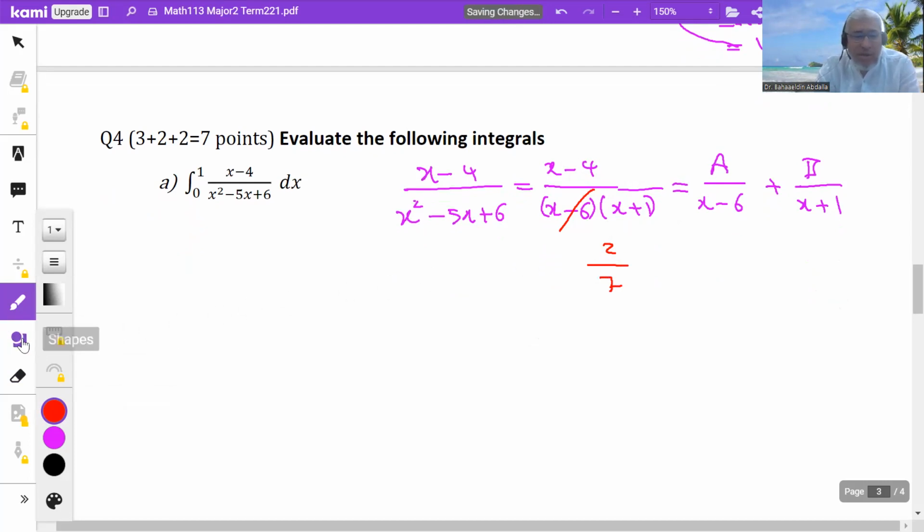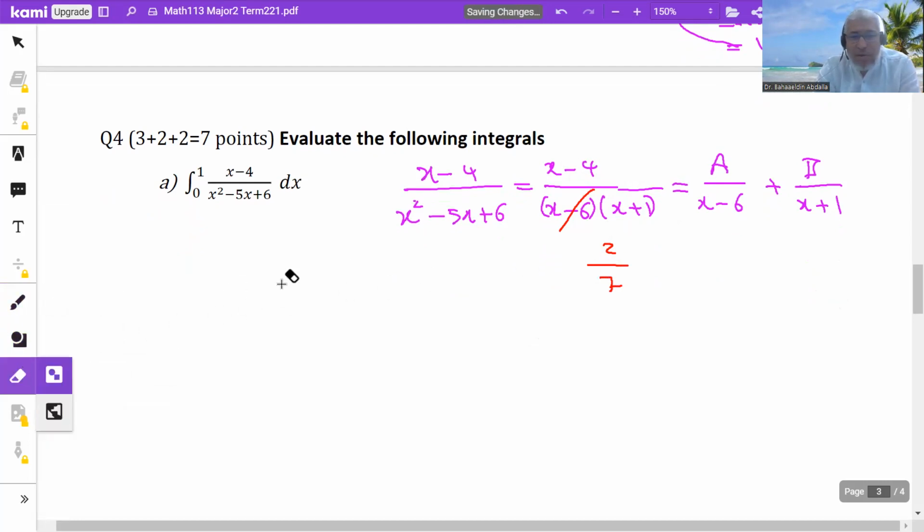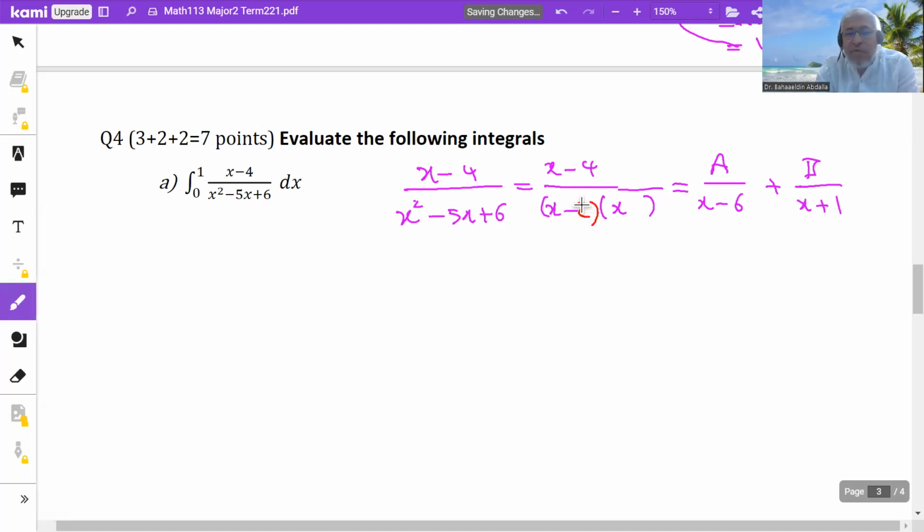Well, there is a problem here. This factoring is not correct, because negative 6 times 1 is not positive 6. So in fact, I think negative 2 and negative 3.